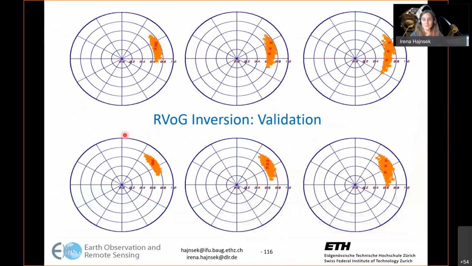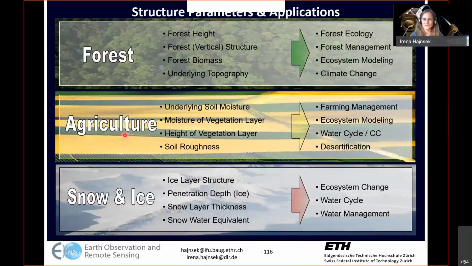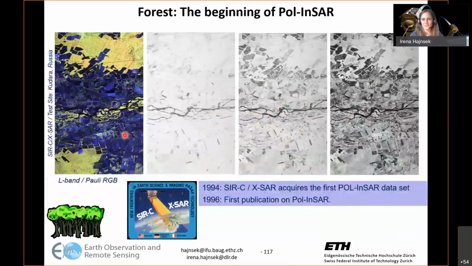Okay, that's very fast, and I'm also going very fast through the validation. This I was already showing. These are the volumes that we would like to look at. I will start a little bit with the example of using the forest. I start very early on it, just so that you see it's a long, long process to come up to this very simplified inversion process that I was just showing.